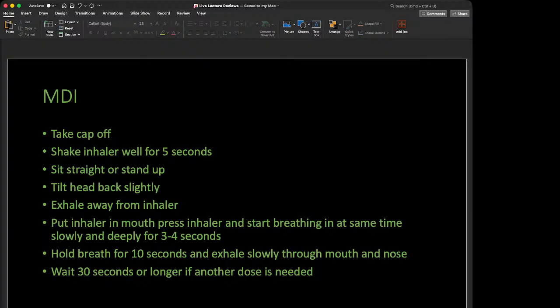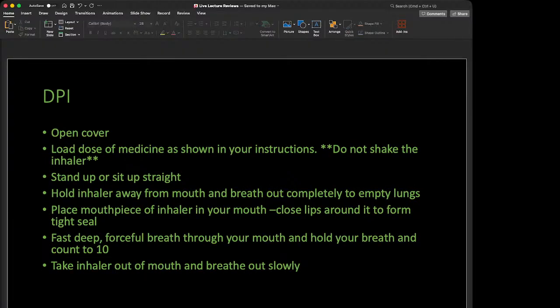One thing that makes the MDI different from the DPI, the dry powder inhaler, is that with DPIs, you don't shake it. You shake the MDIs before using them, but you don't shake the DPIs. With that one you have to breathe in really fast. So similar types of steps, but a little bit of differences. You would open a cover and then load the dose of medication as shown in your instructions. Do not shake the inhaler.